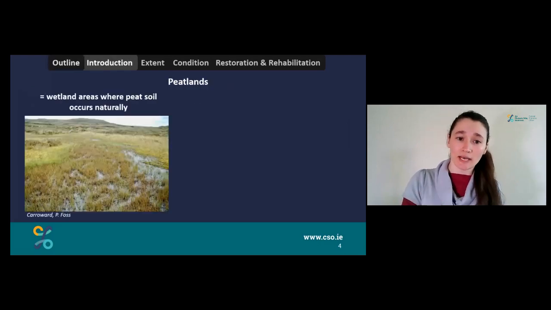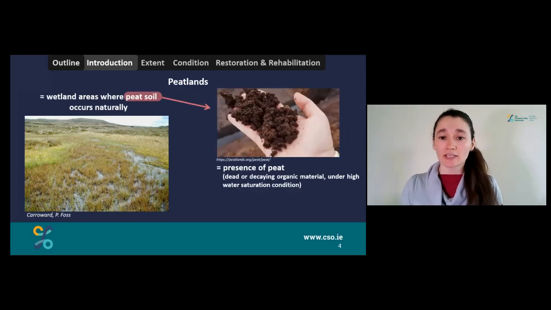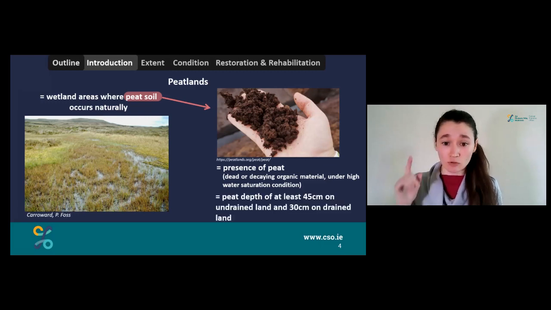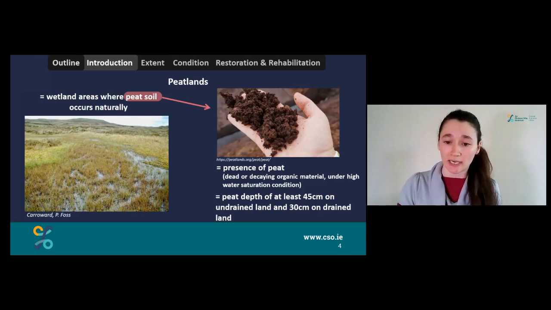Peatlands are wetlands where peat soil occurs naturally. Peat soil has 2 main characteristics. First, obviously, the presence of peat, which is the accumulation of dead or decaying organic material under water saturation conditions. And then, this is really important, the depth of peat, which has to be at least 45 centimeters on undrained land and 30 centimeters on drained land.